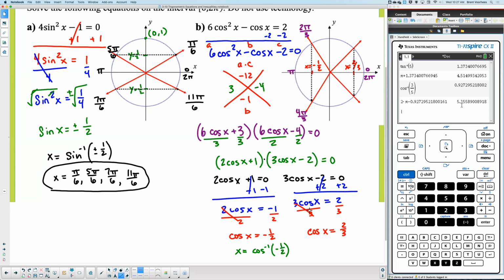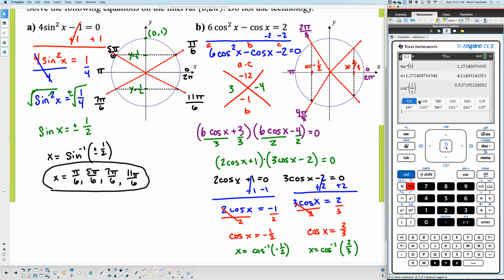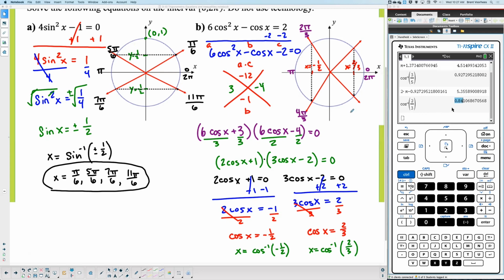So we go to our calculator and we're going to type in cosine inverse of 2/3. The instructions did not use it, but we need it on this one. Okay, so we go to trig, press cosine inverse. We want 2/3. 0.84. Perfect. So we'll round to the nearest hundredth again, 0.84 radians.